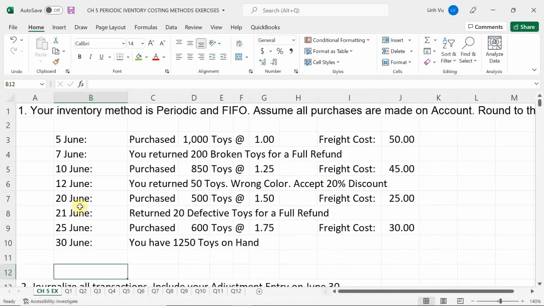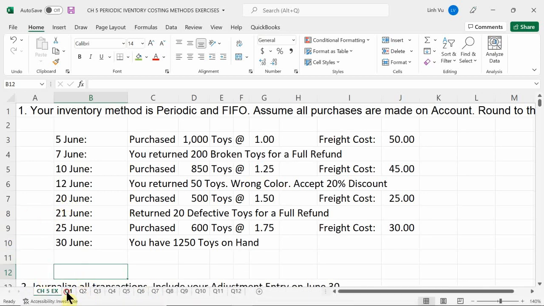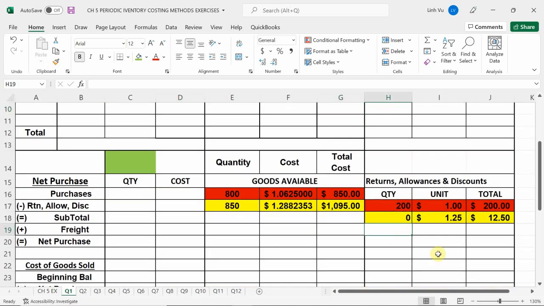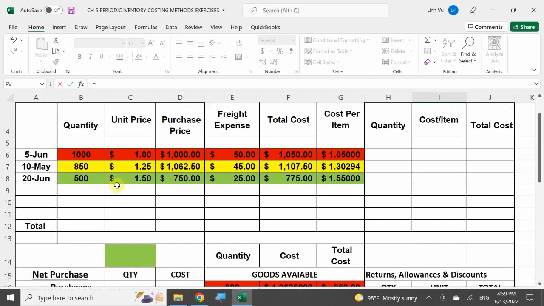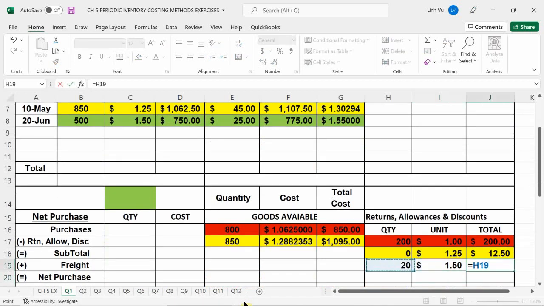So then the day after, on June 21st, you end up returning 20 defective toys for a full refund. So in this case, we actually are getting a full refund here. So let's see. We are returning 20 of them at a unit cost of $1.50. So that's going to give you a total of $30 refund.